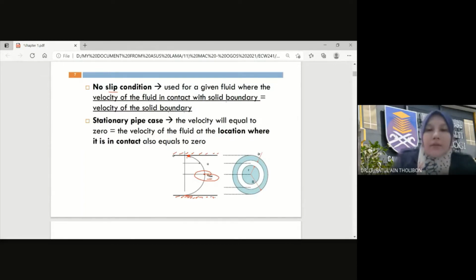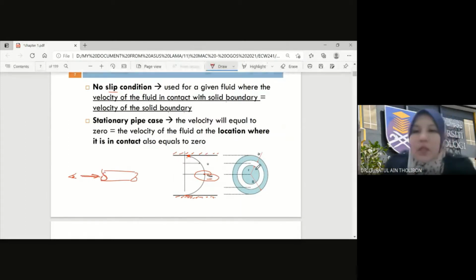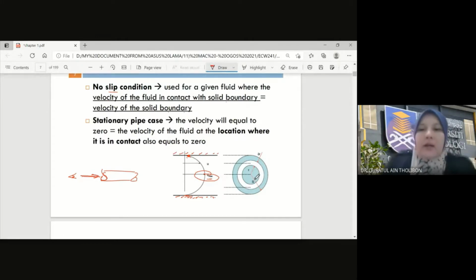And then we have this view. For example, when we have the pipe, we look at the pipe from this direction. Kita tengok pipe, kita nampak dia punya cross section kan. So inilah cross section dia. We have the radius R, labelled as capital letter R. Radius is measured from the center of the pipe to the boundary of the pipe.